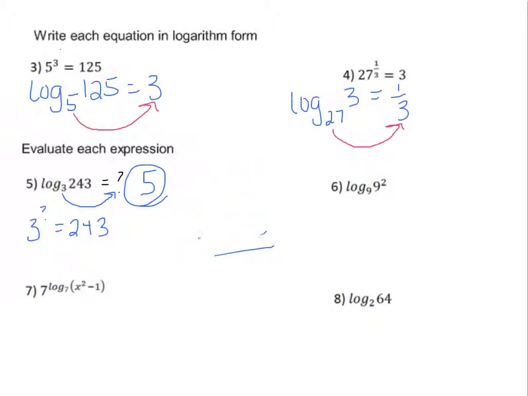Alright, next example. Log base 9 of 9 squared. Well, what does this equal? So 9 to the what power gives you 9 squared? Well, this one seems pretty obvious. Our power would have to be 2. So 9 to the second power. So this would equal 2.